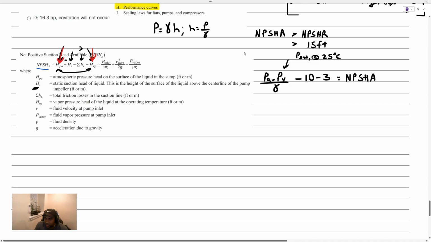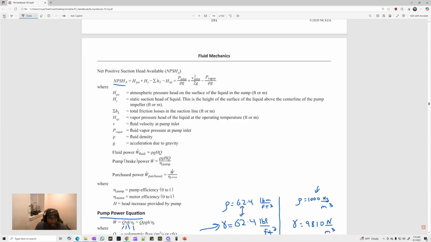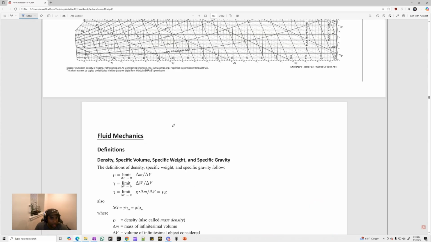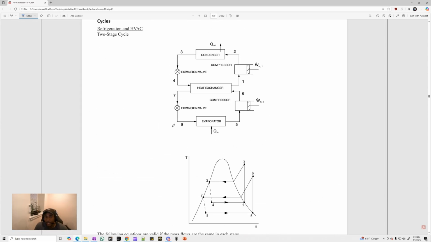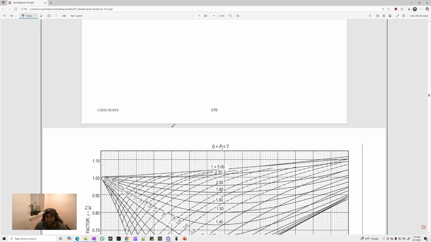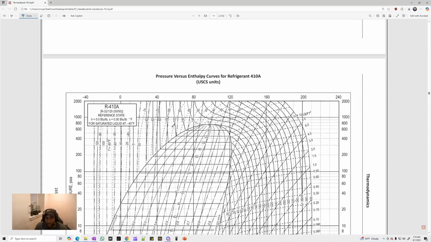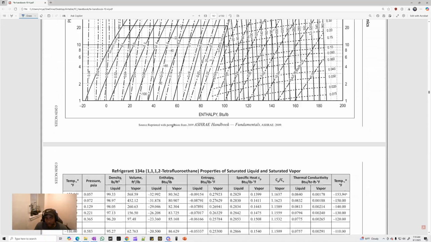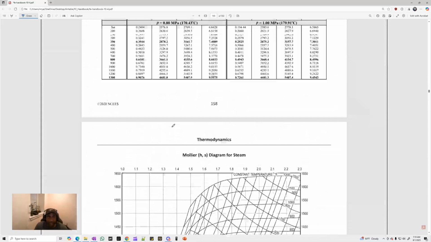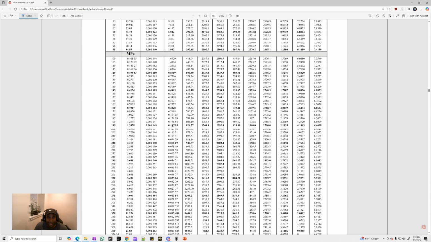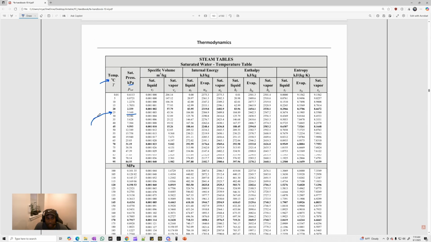Okay, let's head to the thermodynamic section. What you're going to find is that inside of that thermodynamic section, there is no Fahrenheit table, right? And that's why I had to give the temperature in Celsius. So I gave the temperature in Celsius so that you can go to the thermodynamics section and look up at 25 degrees Celsius. What is the associated saturation pressure?